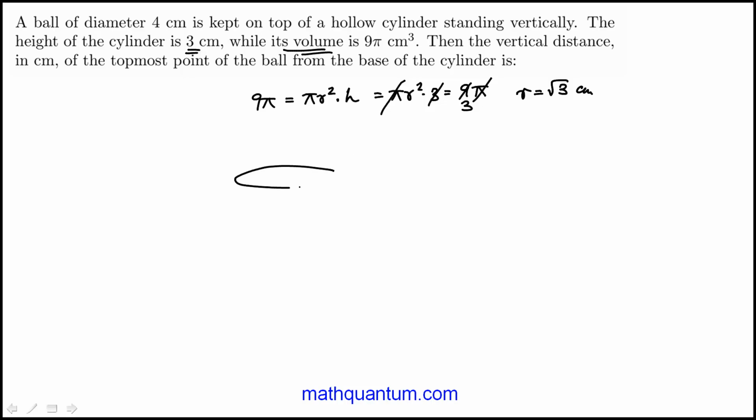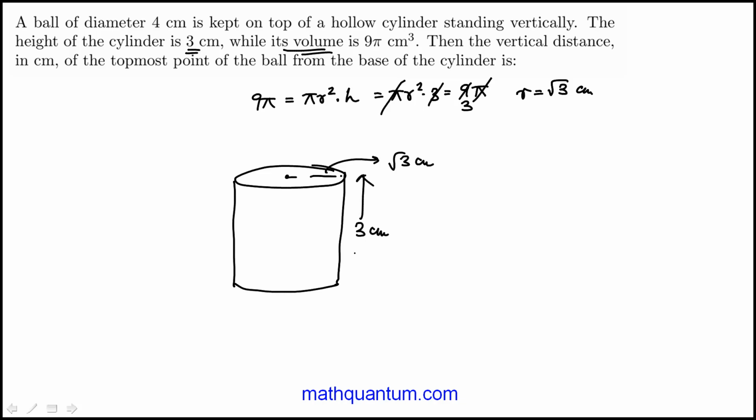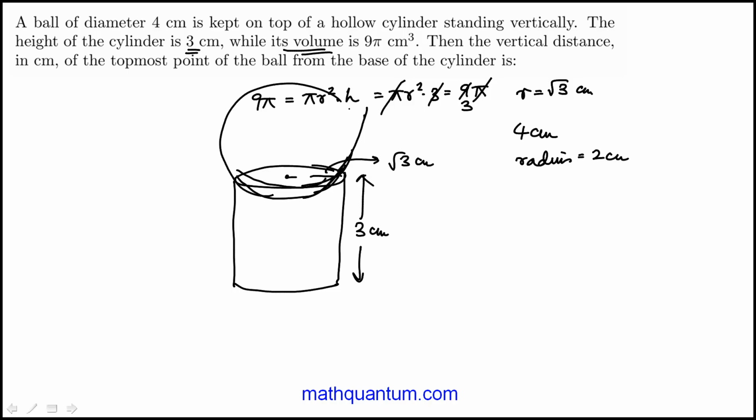So if I had to draw this, it would look something like that. That's root 3 centimeters, and that's 3 centimeters. And then we have this ball of diameter 4 centimeters, which means the radius is 2 centimeters. So it's bigger than that. So it's probably going to look something like, it will be inside. So not a pretty drawing, but something like that.